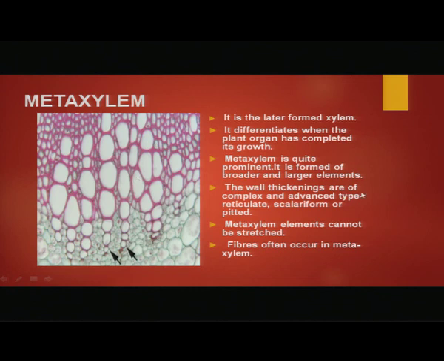The wall thickenings also are very complex and they are of advanced type. They are reticulate, scleriform or pitted. Metaxylem elements cannot be stretched, obviously they have been formed after the growth has been completed. So, they cannot be stretched much. Fibers often occur in metaxylem because this is fully formed xylem and it provides mechanical strength also. So, fibers are also there.